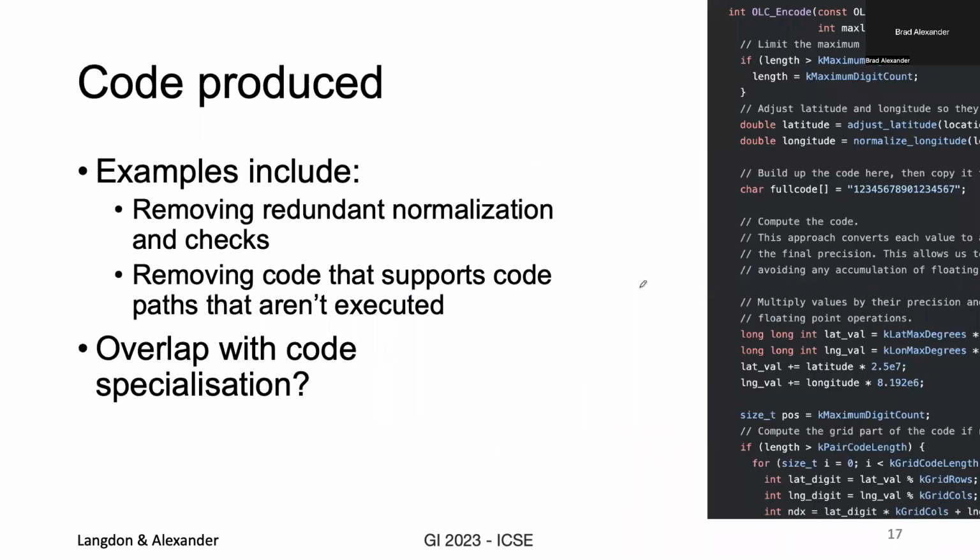Just looking at the code produced, the examples are, I would say, pretty close or related to specialization. So it's things like removing a redundant normalization and checks. We're dealing with correct longitudes and latitudes. We're not dealing with another input representation, so there's no need to normalize them. So those checks were removed. We also remove code that supports code paths that aren't executed in the particular test cases that we have. So in a sense, it is making sure that the code that is executed is a better fit for the test cases that we're using.